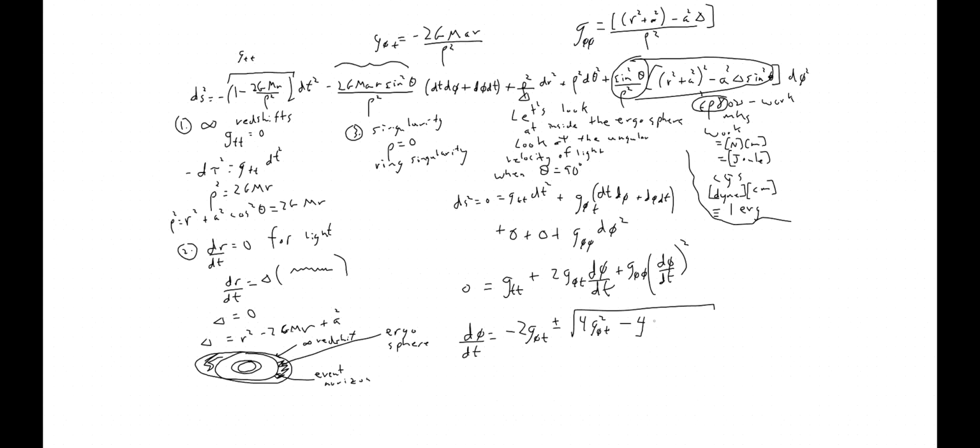So this is going to be our G phi t, G phi t squared, GTT. And this is all divided by what? 2 G phi phi.